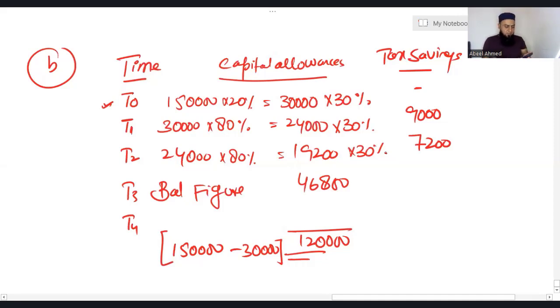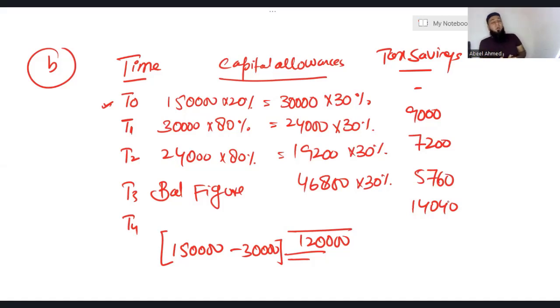19,200 into 30%, that is 5,760. And 30% of 46,800 is 14,040. So now you can just see the difference in calculation when the examiner or the question says specifically that investment is made at the end of accounting period. Then what is the case?